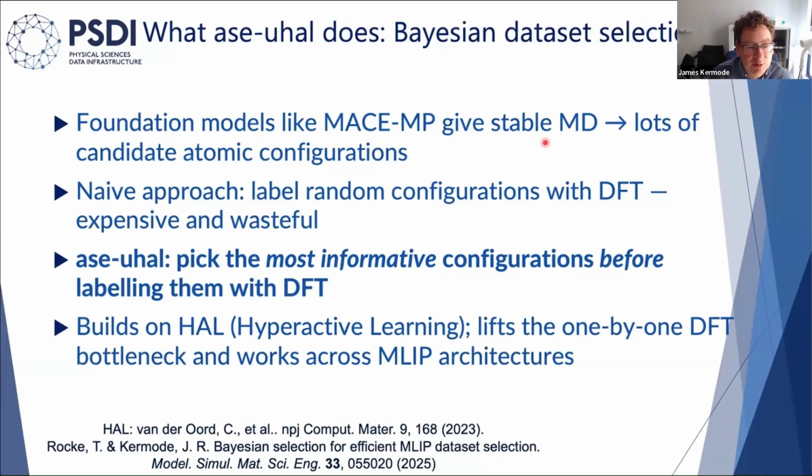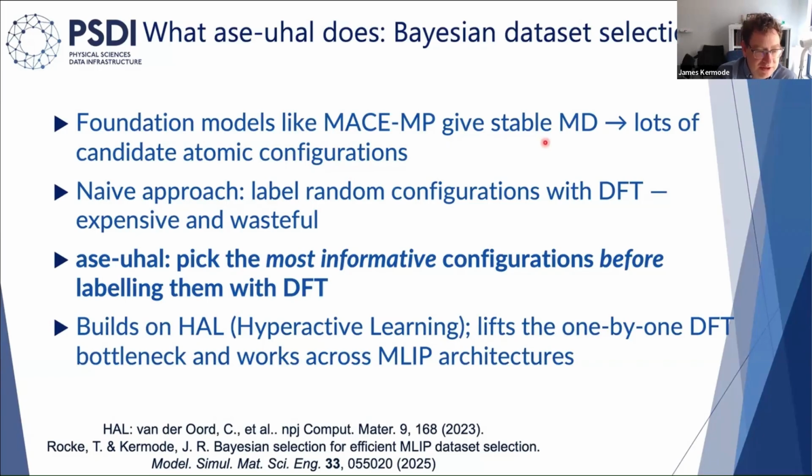But we have to decide which ones to label. That's the expensive step. Generating the configurations is now relatively cheap, but if we want to make better models, we need to label some of them, which requires doing expensive electronic structure density functional theory calculations on them. And the naive approach would be to do that completely at random.